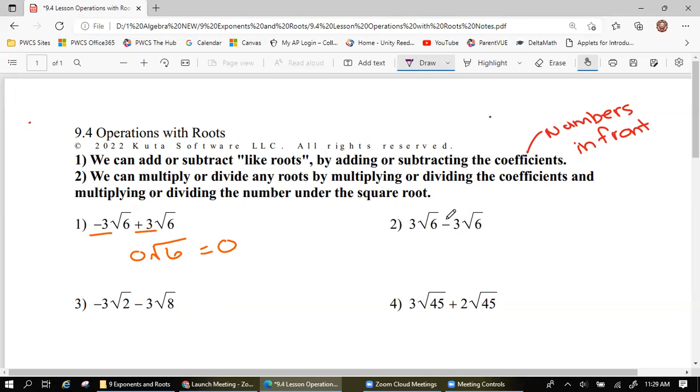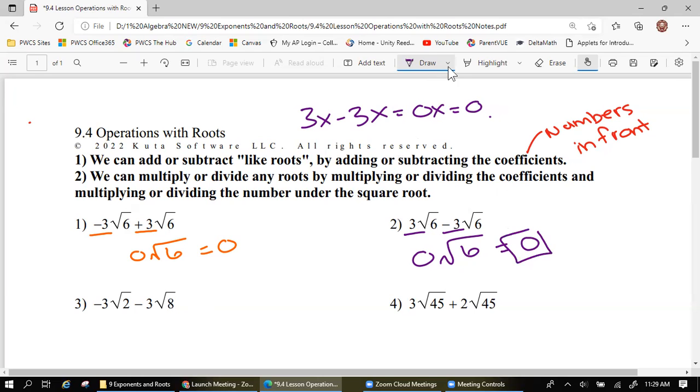If I look at this one, I'm subtracting. Again, I want to look at the square roots and make sure they're the same. Here they're the same, again square root of 6. So I can actually subtract 3 minus 3. And I didn't intend for this to happen in both examples, but 3 minus 3 is 0. Root 6 is sort of like a variable. So 3x minus 3x is going to be 0x, which is just 0. And so 0 times root 6 is just 0. So I hope that's not confusing that I had two answers that are 0.